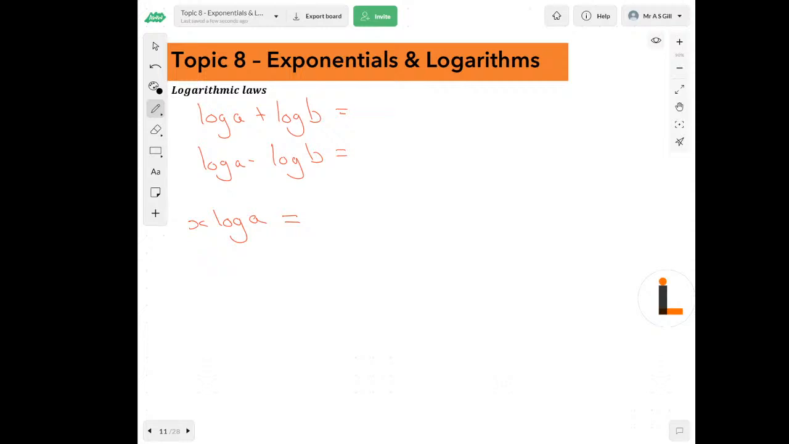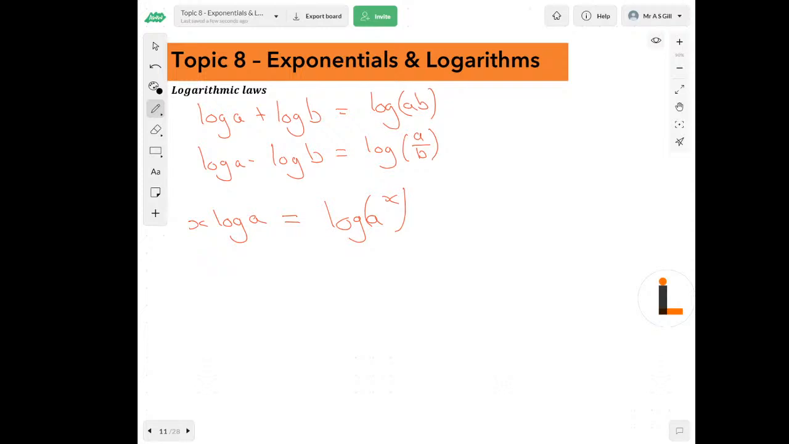So the first one, we can combine this to give us log AB. And using the same idea, we're going to combine this to give us log A divided by log B. This last one will give us log A to the power of x. It's really crucial to understand that it's A to the power of x, not the whole function, just A to the power of x.